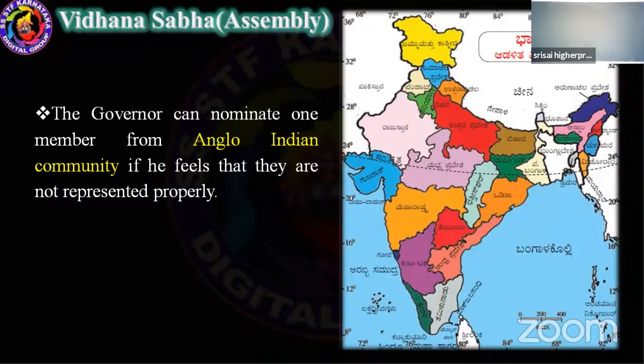The governor can nominate one member from the Anglo-Indian community, which I will explain, if he feels that they are not represented properly. What is this word, Anglo-Indian community? Can you tell any point regarding the Anglo-Indian community? Do you have any idea regarding it?